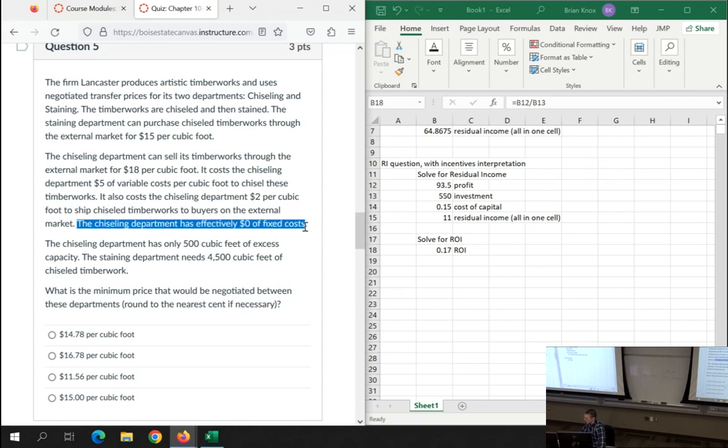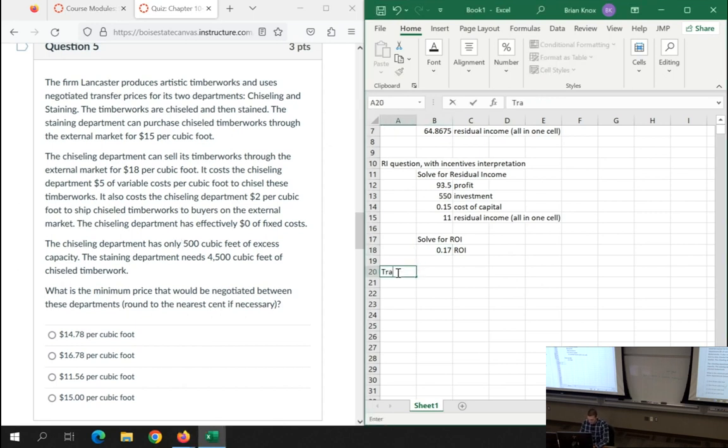The chiseling department has effectively $0 in fixed costs, which we would ignore anyway. I've simplified the question there for you. So the chiseling department has 500 cubic feet of excess capacity. The staining department needs 4,500 cubic feet of chiseled timber work. So we're going to have to kick some regular paying customers, some external market customers, out, right? Because 500 cubic feet of excess capacity is not enough to produce the 4,500 required by the staining department. So we can tell right there, we can subtract those two.